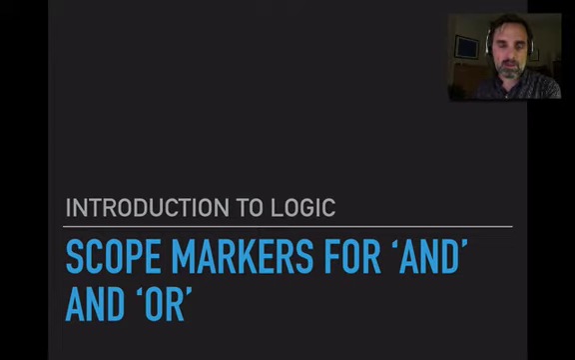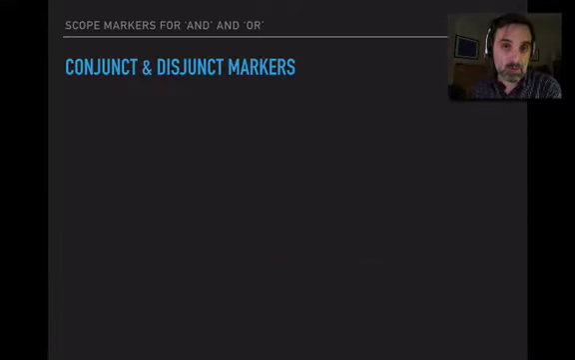Hello, I'm going to talk about a symbolization issue in this video. Sometimes when you have a sentence with ands and ors in it, you're not sure which of them has scope, which of them should be symbolized first, which goes higher in the tree, which goes above the other in the tree. So one way of figuring that out is by looking for the words both and either.